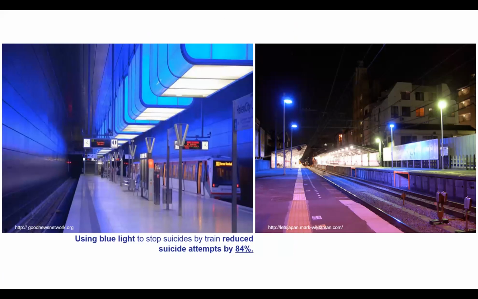Nudging is also used to save lives in Japanese train stations where, on average, every day, one person leaps into the path of oncoming trains to commit suicide. Operating on the theory that exposure to blue light has a calming effect, train operators installed blue lights as a suicide prevention measure. And the result was surprisingly effective in reducing the number of suicide attempts by 84%.